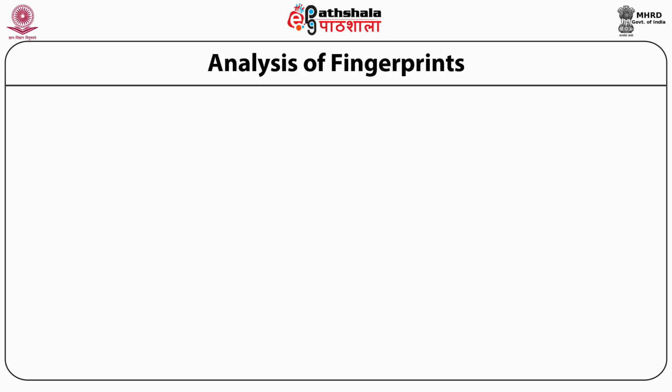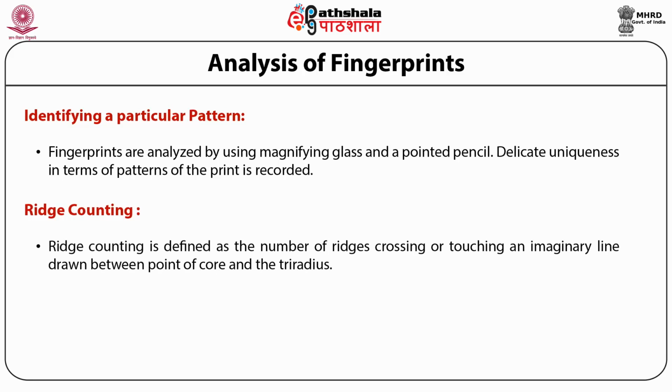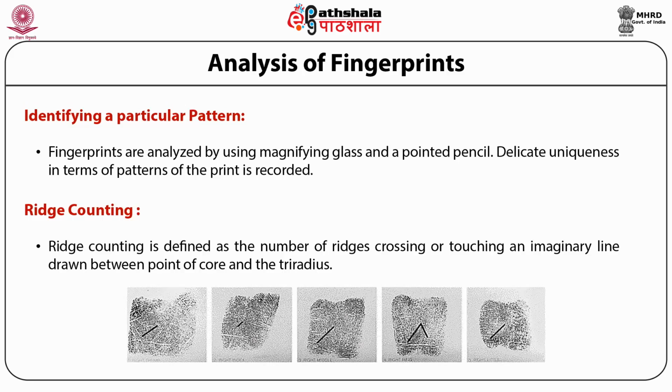There are different steps. First step is identification of a particular pattern. Fingerprints are analyzed by using magnifying glass and a pointed pencil. Delicate uniqueness in terms of pattern of the print is recorded. The second step is counting of ridge. Ridge counting is performed to analyze a fingerprint. Ridge counting is defined as the number of ridges crossing or touching an imaginary line drawn between point of core and the tri-radius. The figures are showing you the ridge counting of various patterns.